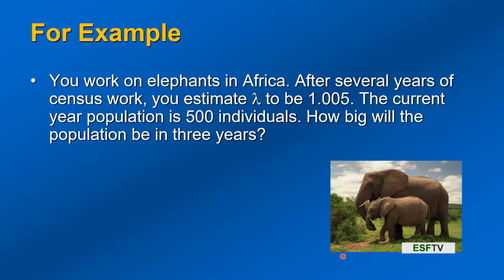Right? So we've already been talking about this. N3 equals n sub 0 times lambda raised to the 3rd power, 3 years. All right? Now we can plug our numbers in. We know n today is 500. We know lambda is 1.005. So we'll plug those into these two variables. There they are. And that equals, and you could do it with your calculator, but of course I already did it for you here.